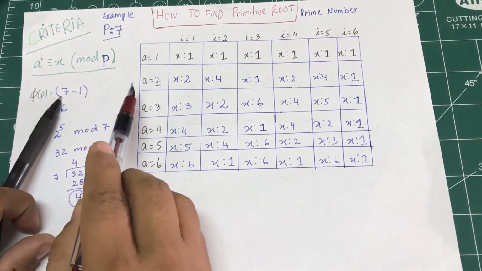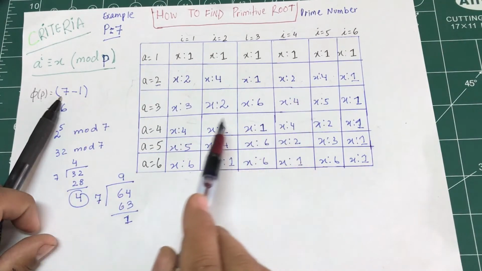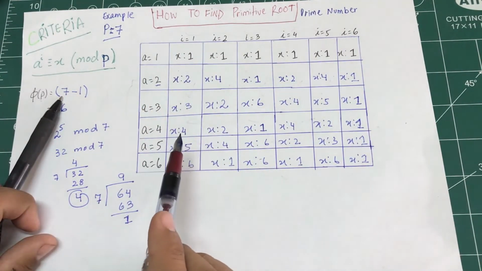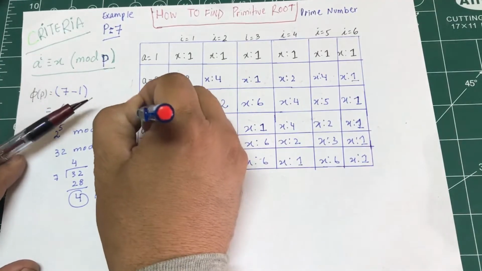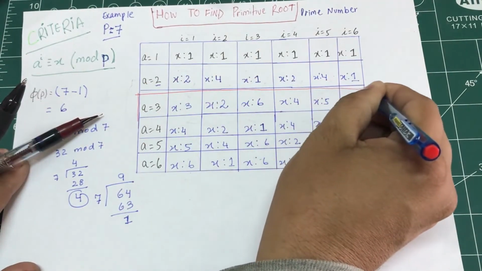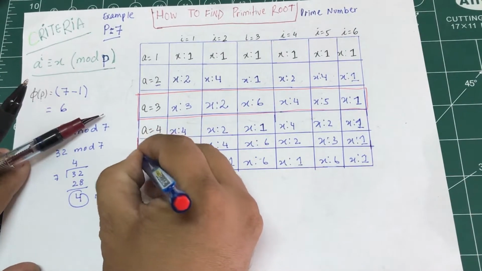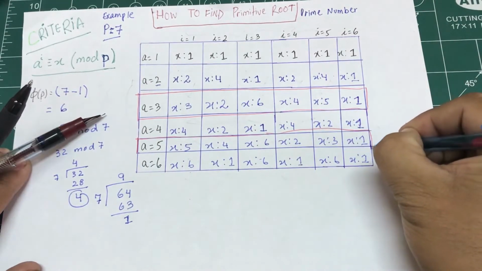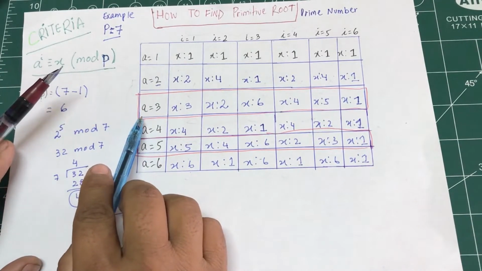So if you were to observe this, what value of a is actually generating an entire sequence of numbers without repeating itself within that domain of p minus 1? If you were to look at it, there are two numbers which are doing this. One is 3, and the other number that is generating this entire sequence is when a is equal to 5.